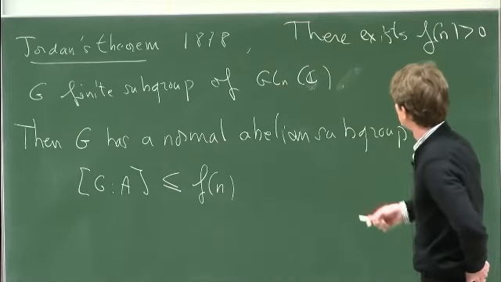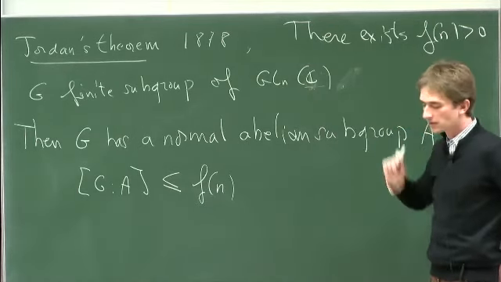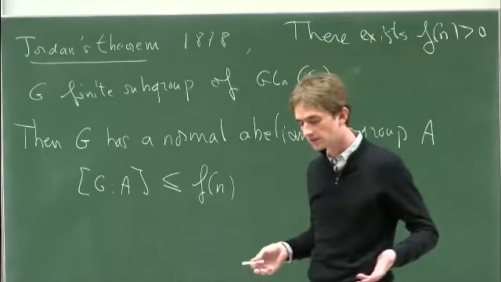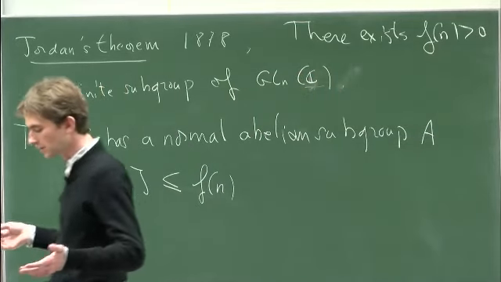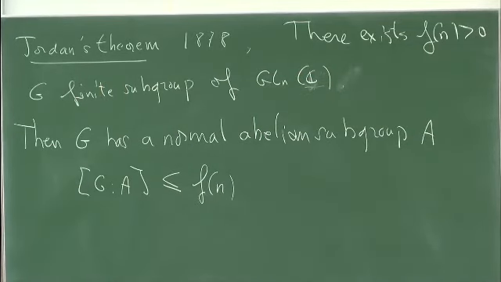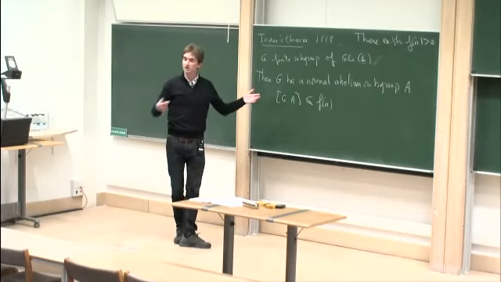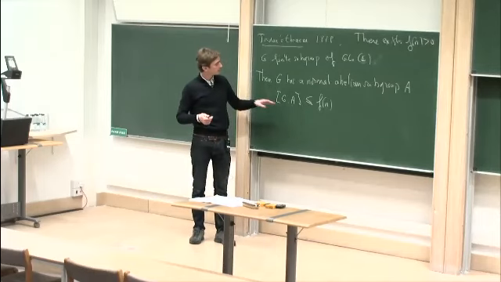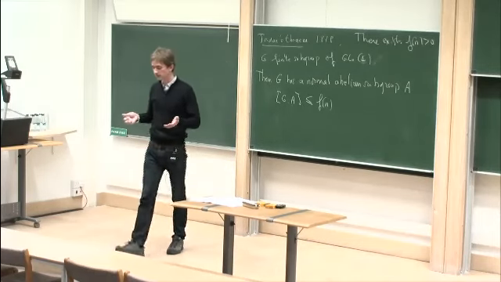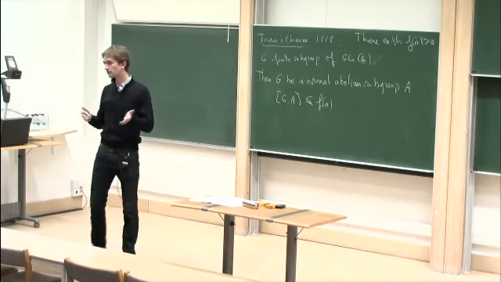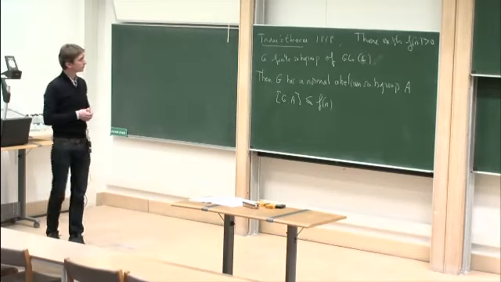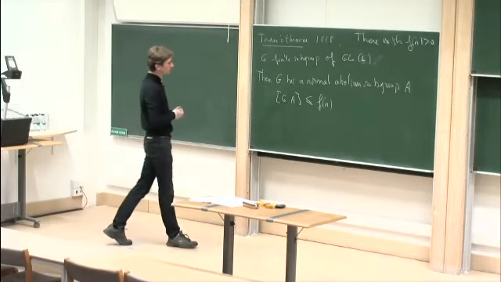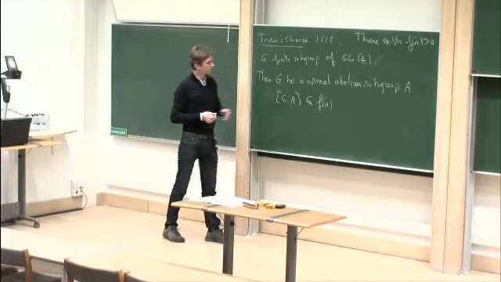Here I put GL_n(C) because it's actually not true if you change the field. If you take, for example, a finite field, Z mod pZ, then this is not true. If you take SL_2(Z mod pZ), if p is very large, then you will not have such a bound. SL_2(Z mod pZ) has very few subgroups, in fact. It's almost simple, so you cannot find a large abelian subgroup inside.